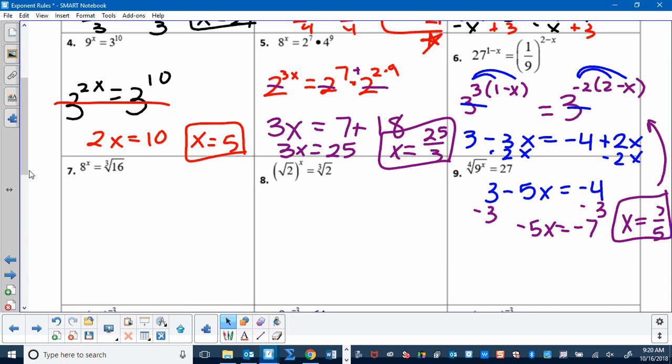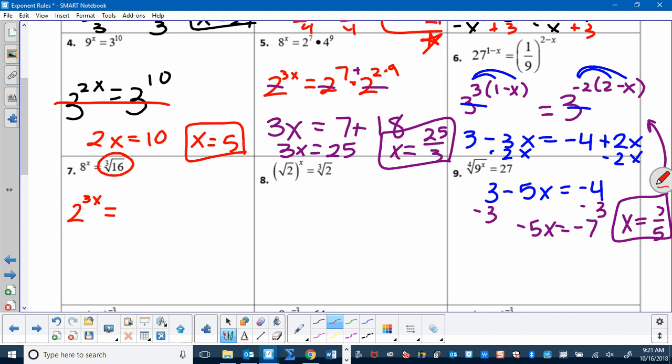So, welcome to number 7. What are you going to do? Think. Can you make an 8 into a 16? No. So use smaller numbers. Pick a new smaller number. You have to use a 2. So 2 to what power gives me 8? 3. Good.